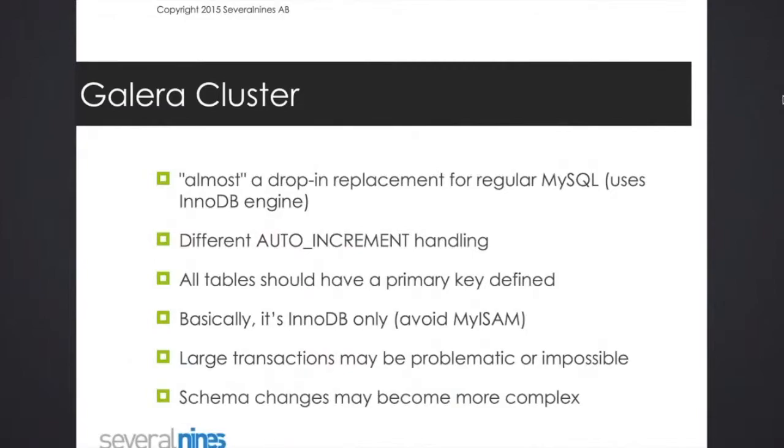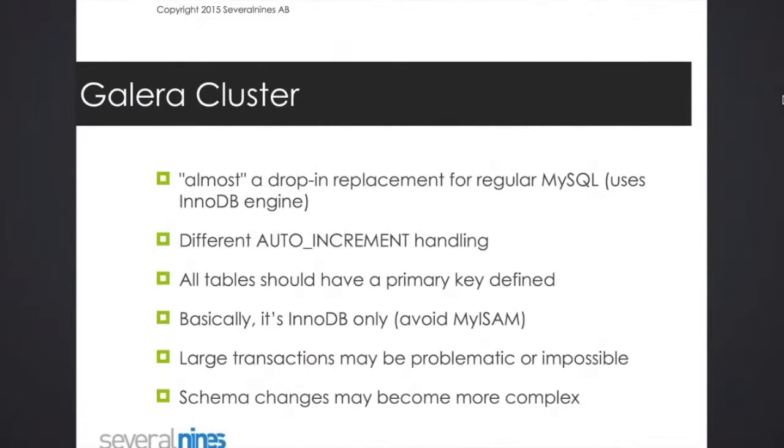It uses the InnoDB engine. It performs somewhat similarly, but still there are some differences. For starters, there is a difference in auto-increment handling. It's very likely that you will see gaps in auto-increment columns when using Galera Cluster. All tables should have a primary key defined, which is true for InnoDB also, but for Galera it's even more true, as I've seen both performance problems and crashing bugs caused by tables which didn't have a primary key defined in it.